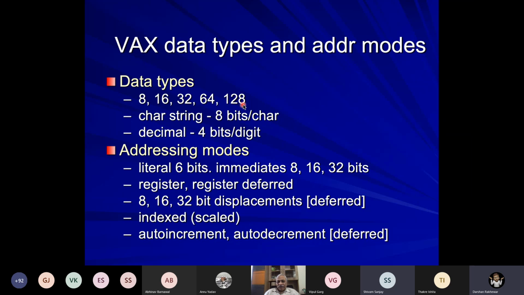Data could be characters, each character being 1 byte, or it could be decimal digits. So decimal digits 0 to 9 encoded in 4 bits. So you could think of a string of decimal digits.